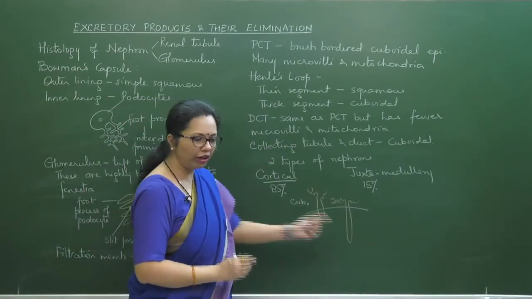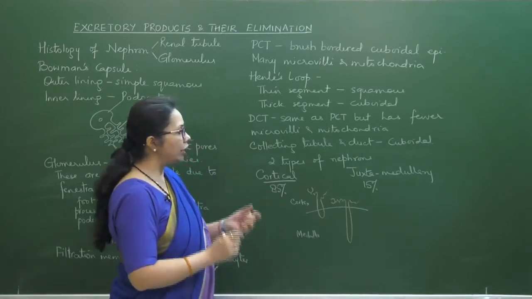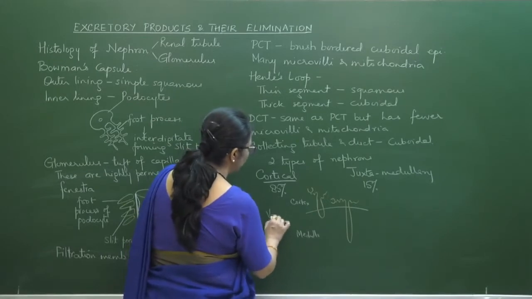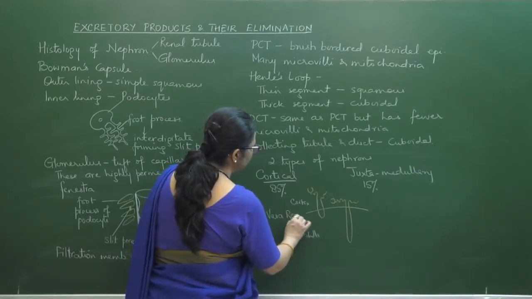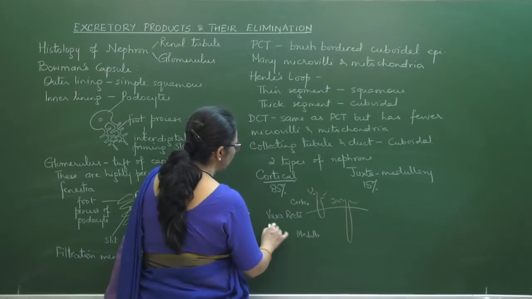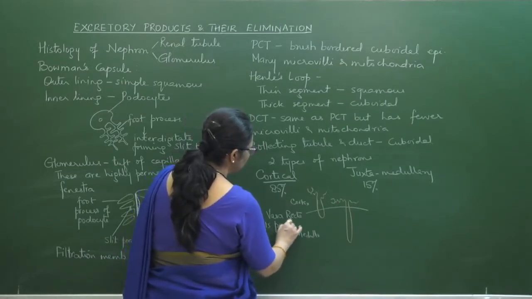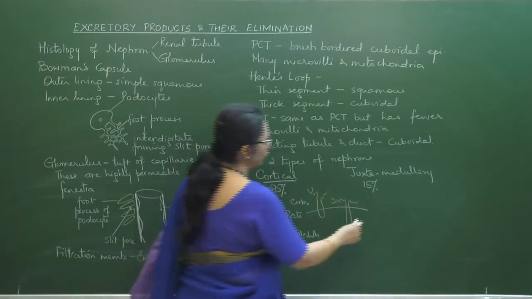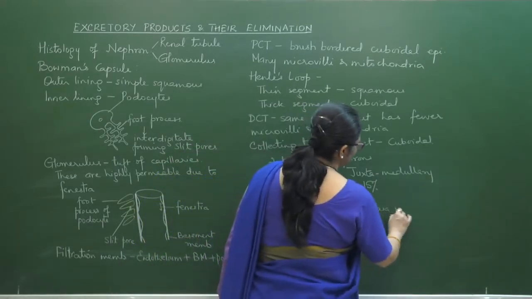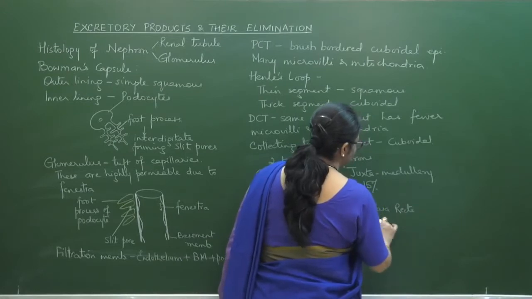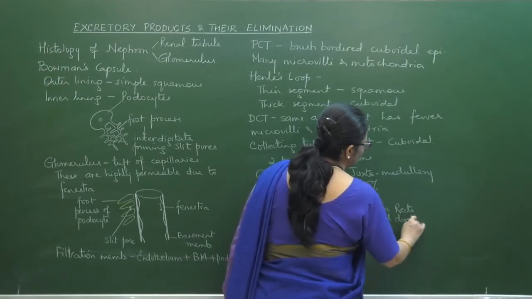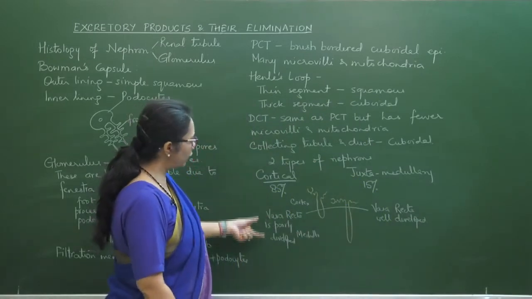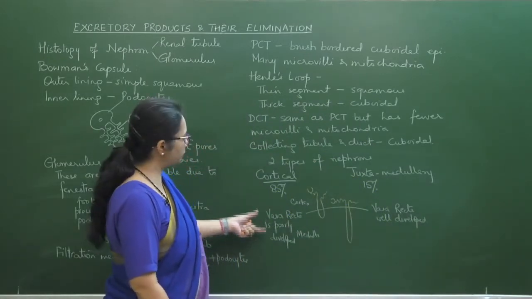So it's very much there in the diagram, we needn't write it. Then another important difference is the vasa recta. Usually the books write that it is absent in cortical nephrons, but NCERT has mentioned that it is poorly developed. Let it be. Vasa recta is poorly developed here, and here in juxtamedullary nephrons vasa recta is well developed.